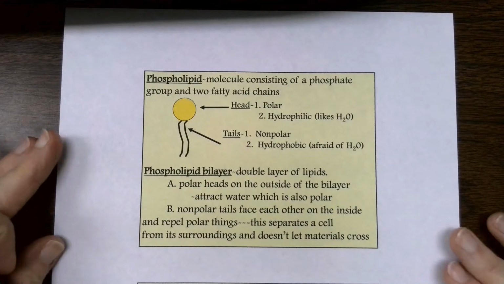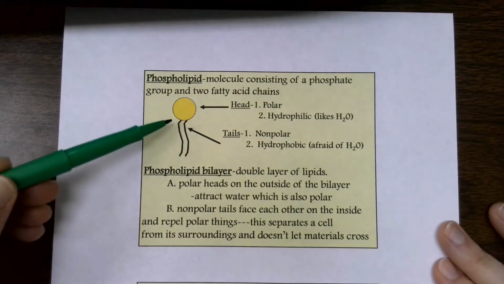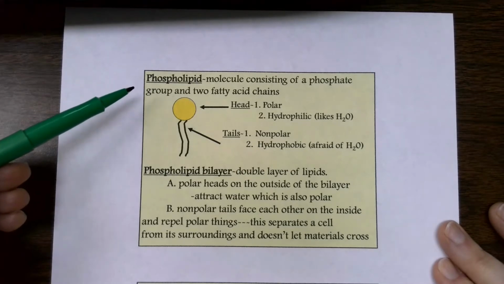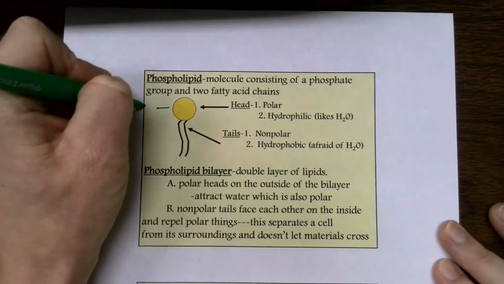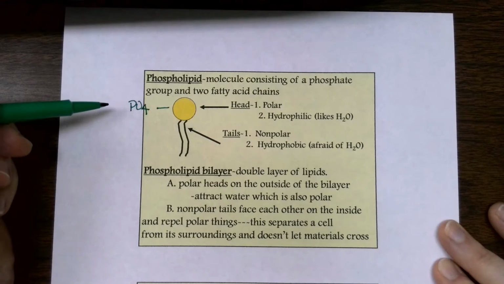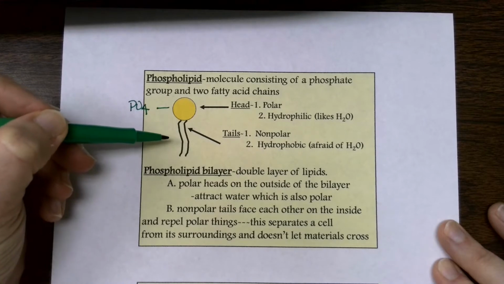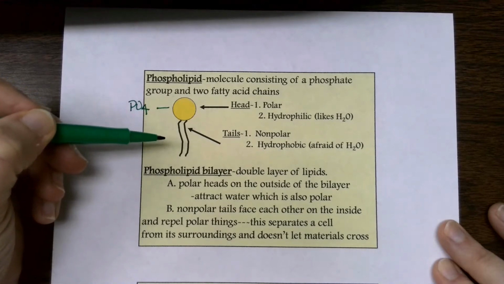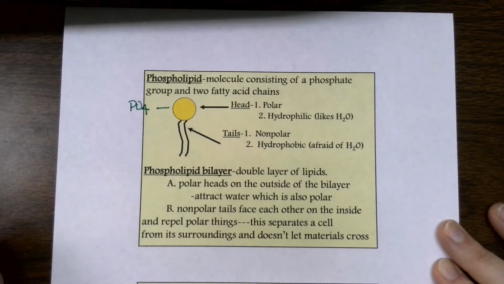We also already covered this slide in class. A phospholipid kind of looks like this little balloon with 2 strings. It's a molecule consisting of a phosphate group, which this is the phosphate, which is PO4, and then 2 fatty acid chains. The phosphate group is polar, and it's hydrophilic. It likes water. The fatty acid chains, those 2 tails, are non-polar, and they are hydrophobic, and they are afraid of water.